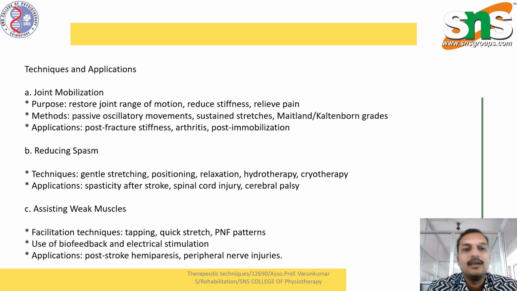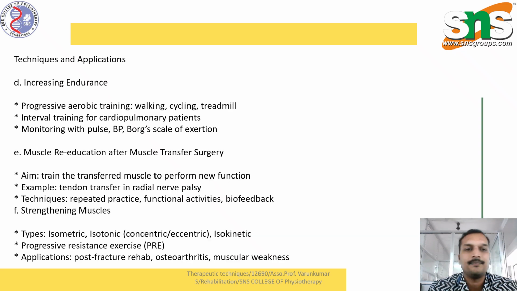Next one, reducing spasm. For that, the techniques we use are gentle stretching, positioning, relaxation, hydrotherapy or cryotherapy. Application: spasticity after stroke, spinal cord injury or cerebral palsy. Next, assisting the weak muscles. For that, facilitation techniques are used. The techniques in facilitation are tapping, quick stretch, PNF patterns, and also use of biofeedback and electrical stimulation. Applications: post-stroke hemiparalysis or peripheral nerve injuries.